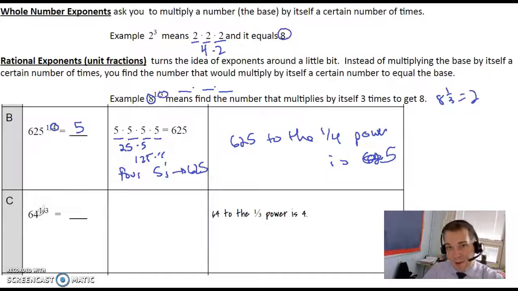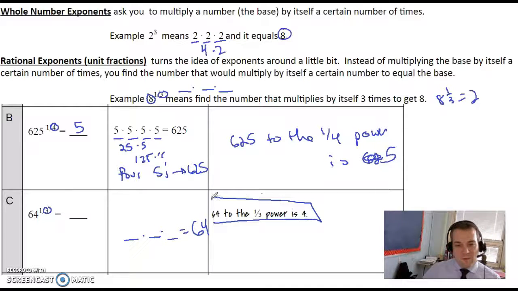Same idea down here, 64 to the 1/3. The 1/3 indicates that I'm trying to find a number that multiplies by itself this many times to give me that 64. Obviously over here I have it written verbally that 64 to the 1/3 equals 4, but I do want to point out that as promised, if I'm trying to multiply to make an even number, I'm using an even number, and 4 times 4 would give you 16, and 16 times another 4 would give you 64. So 64 to the 1/3 is going to equal 4.